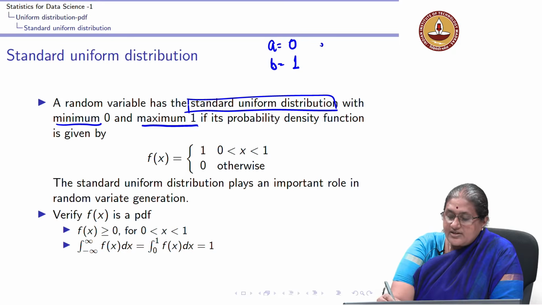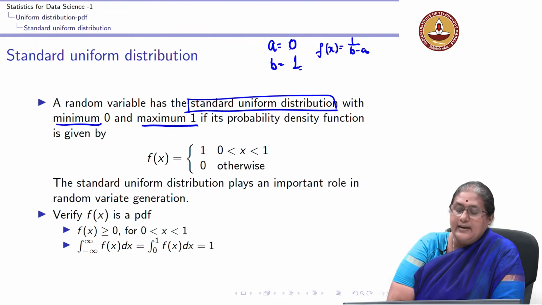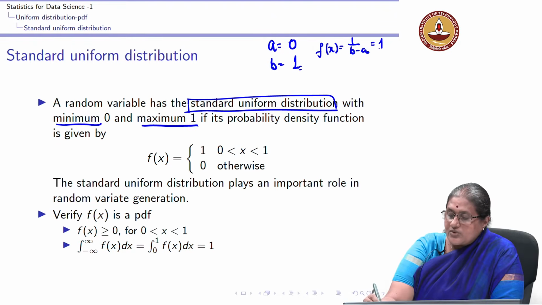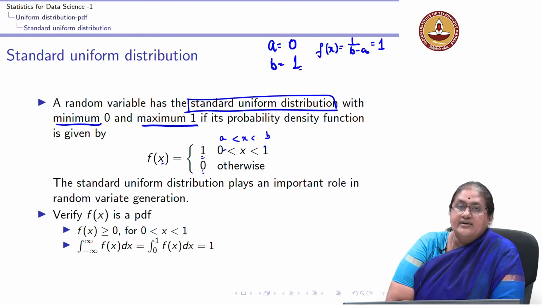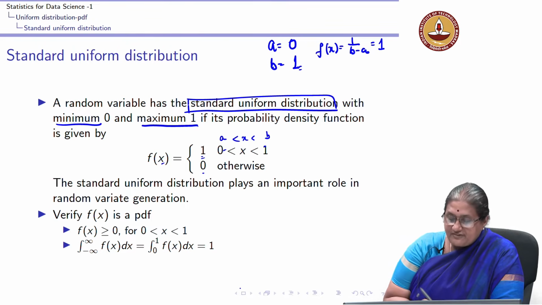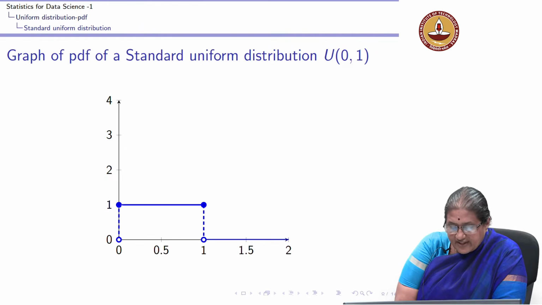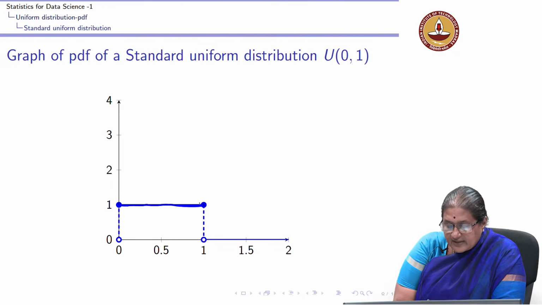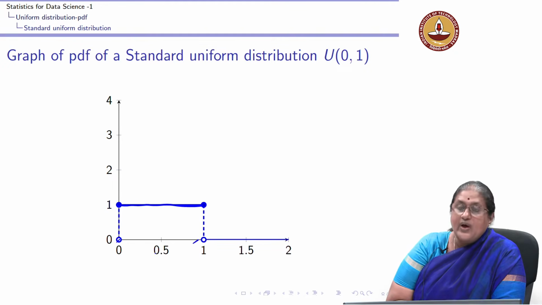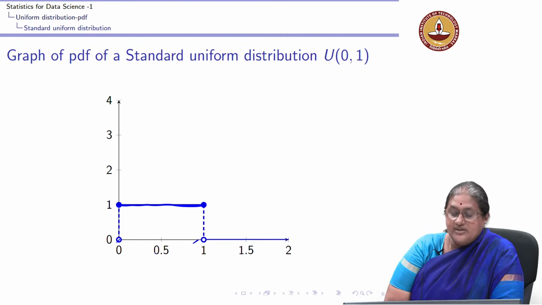And for that, the density is again going to be 1 by b minus a, with b equal to 1 and a equal to 0, which is equal to 1. So, my density is 1 for x lying between 0 and 1, and 0 otherwise. The density function will take the value 1 in the interval 0 to 1 and it is 0 otherwise.